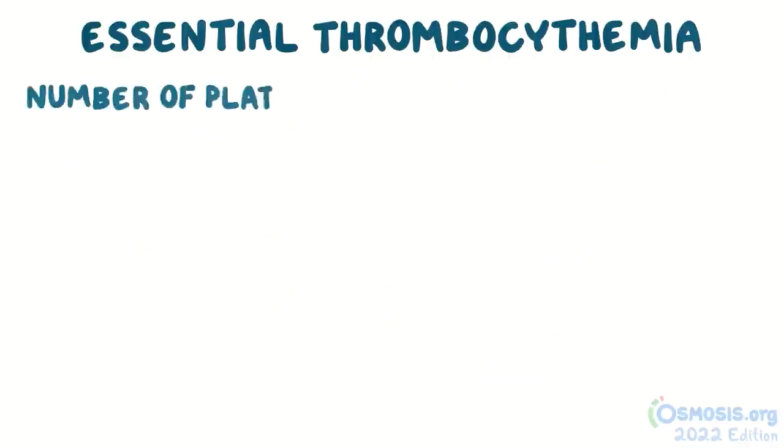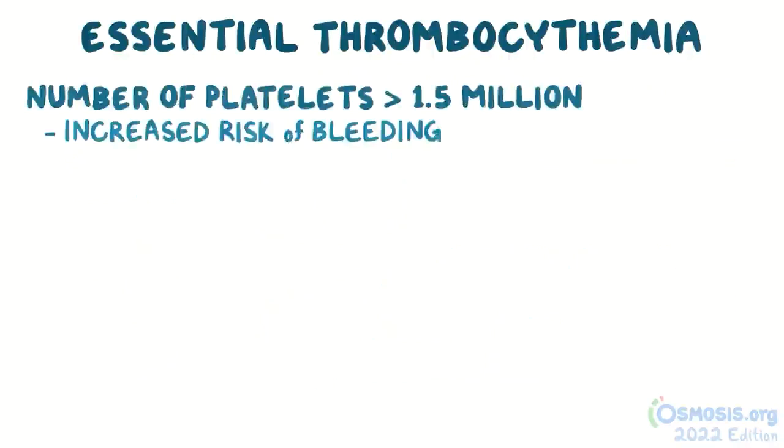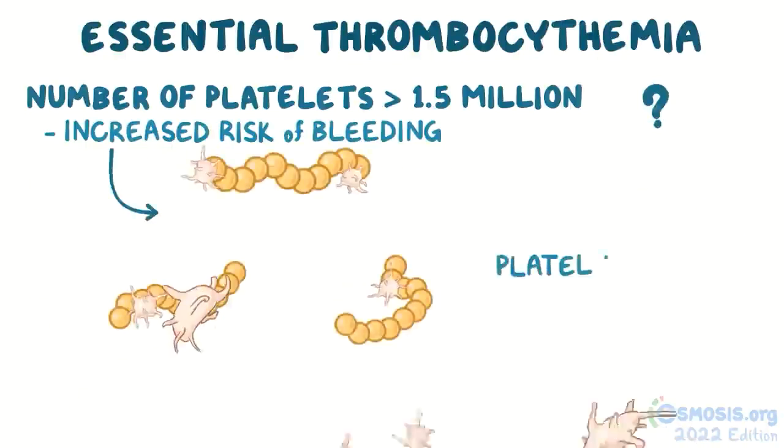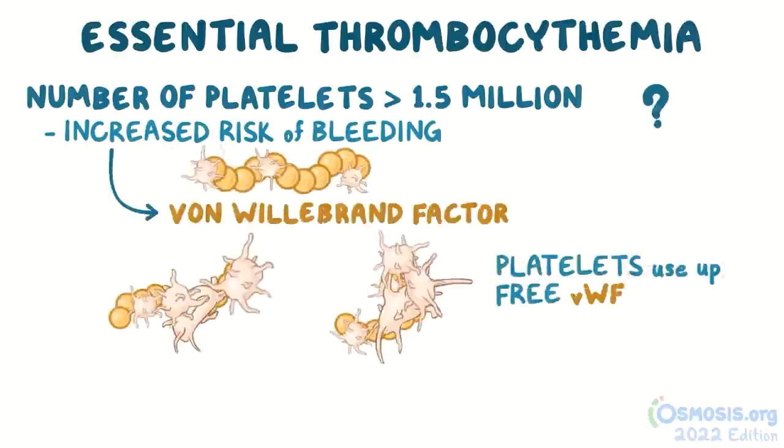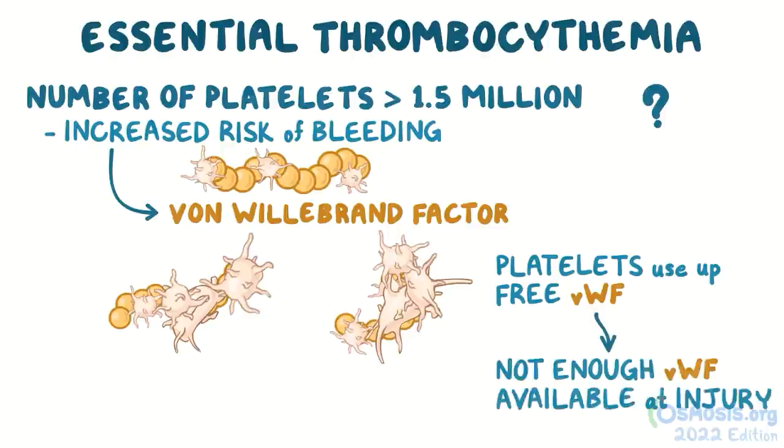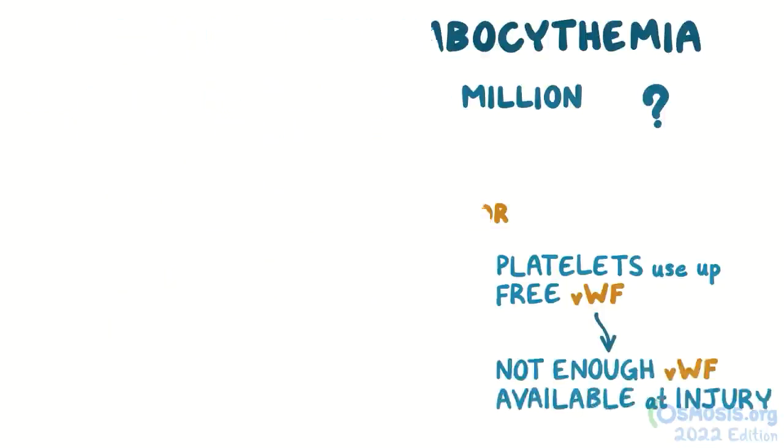Now, if the number of platelets is extremely high, over 1.5 million, then there's an increased risk of bleeding. That's counterintuitive, but it's because platelets use up free von Willebrand factor, and low concentrations of circulating von Willebrand factor means that there may not be enough available at the site of an injury, and that can lead to bleeding.